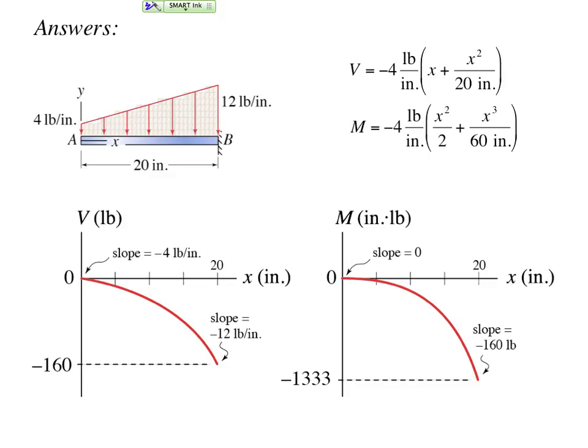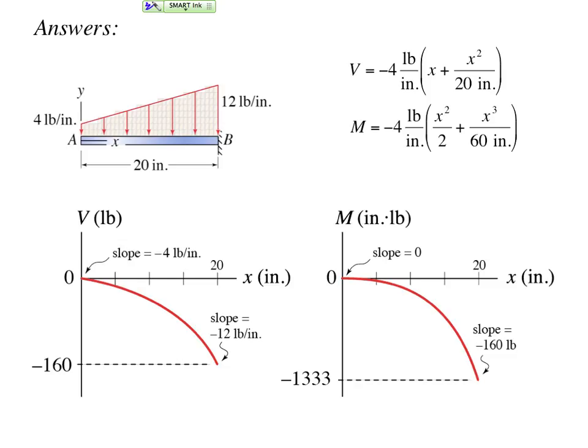As a check on our results, we evaluate v and m at x equals 20 inches and should find a match between these internal loads and the reactions at B. At x equals 20 inches, we find v equals minus 160 pounds. The sign convention for v is such that this corresponds to a force pointing in the plus y direction. So v matches B sub y as we move to the end of the beam.